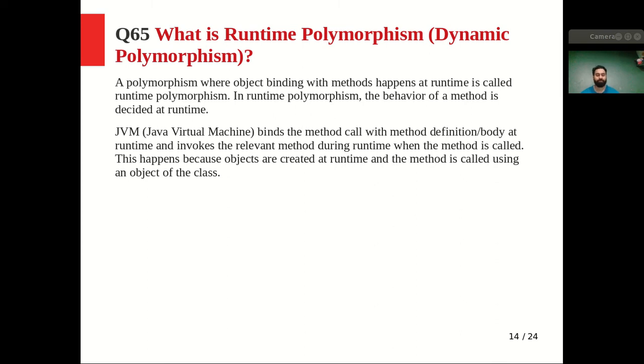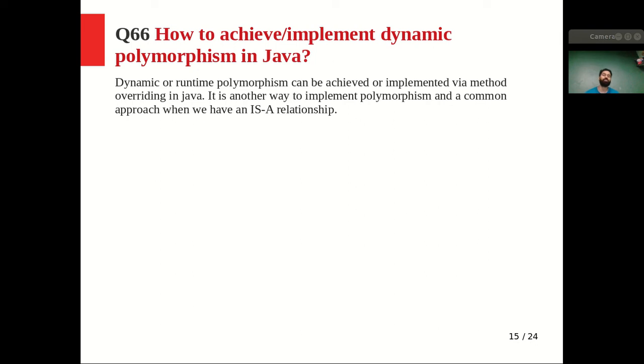Now let's move to the next question you may get: how to achieve or implement it? In the same way we have seen how we can achieve or implement compile time polymorphism, now we are going to see how we can achieve or implement dynamic polymorphism. Dynamic or runtime polymorphism can be achieved or implemented via method overriding, right? Compile time was achieved by method overloading, and dynamic polymorphism can be achieved by method overriding.